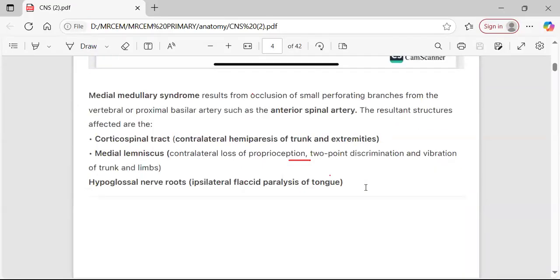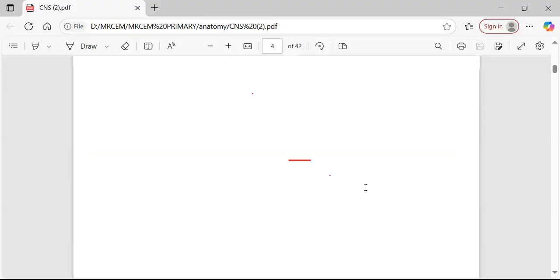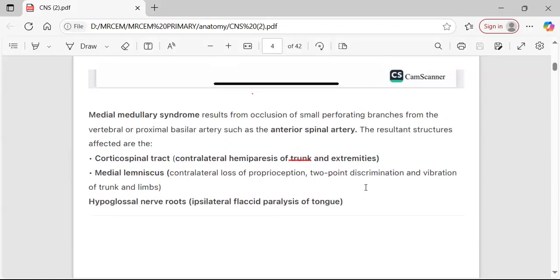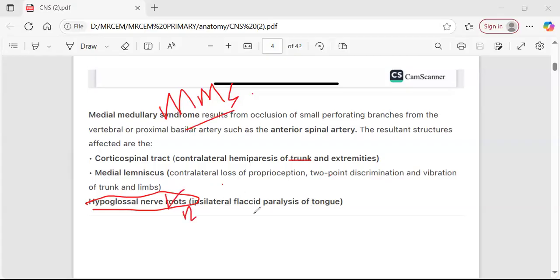Medial medullary syndrome, that's very important. How will you remember it? In medial medullary syndrome, there will be involvement of the hypoglossal nerve, which you can remember from MMS. The hypoglossal nerve, that is the 12th nerve, controls the movement of the muscles of the tongue. So it would be ipsilateral.